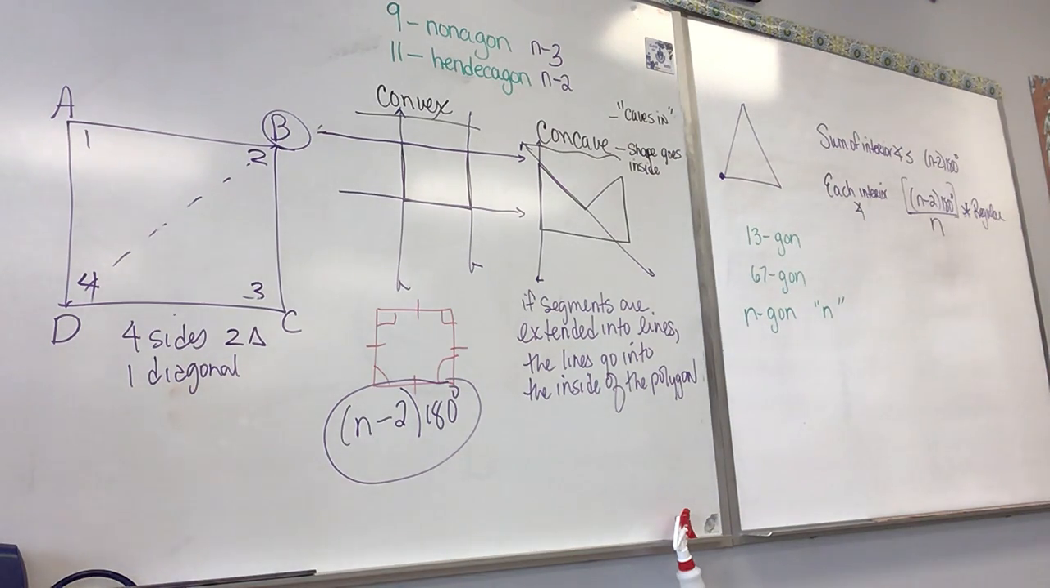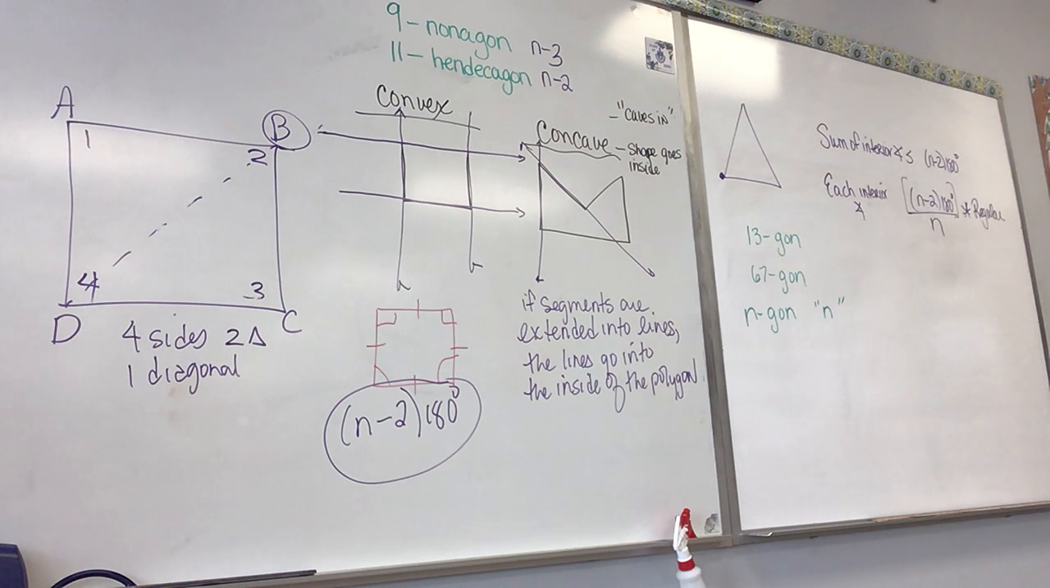So the sum of the interior formula is a simple n minus 2 times 180. So what goes in for the n? How many sides it has, right? So what goes in? 32. So you take 32 minus 2 times the 180, and you should get how many degrees? 5,400. Excellent. And don't forget your degree symbol.